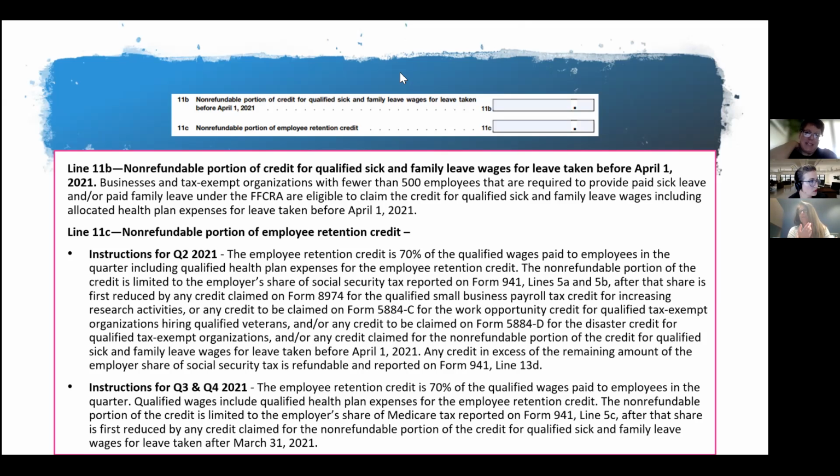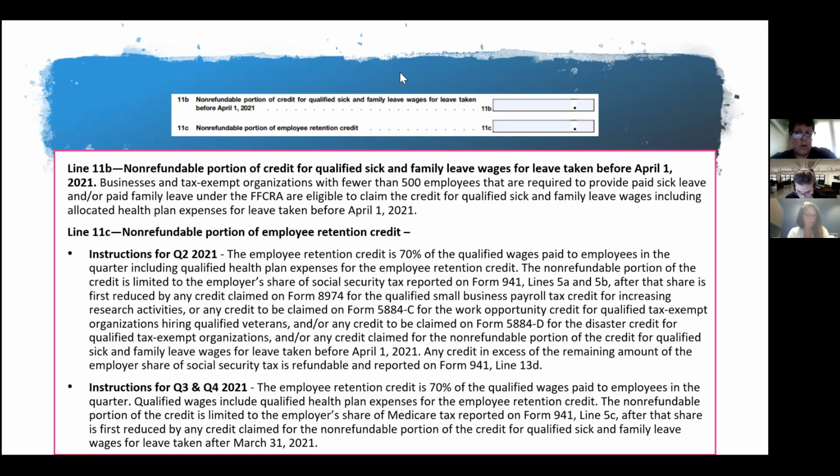Businesses and tax-exempt organizations with fewer than 500 employees, and this comes from the Families First Coronavirus Response Act, the FFCRA, are eligible to claim a credit for qualified sick and family leave wages. This includes the allocated health plan expenses for anything taken before April 1st. It's pretty straightforward. We've already talked about that.